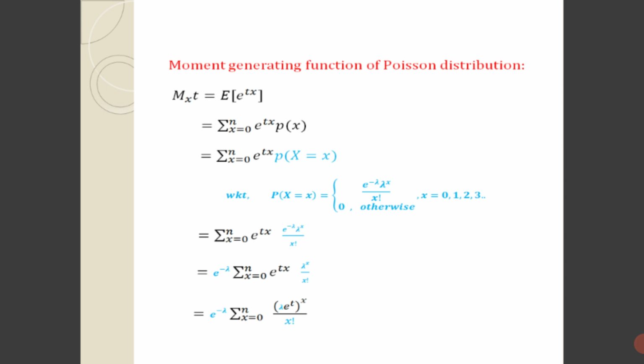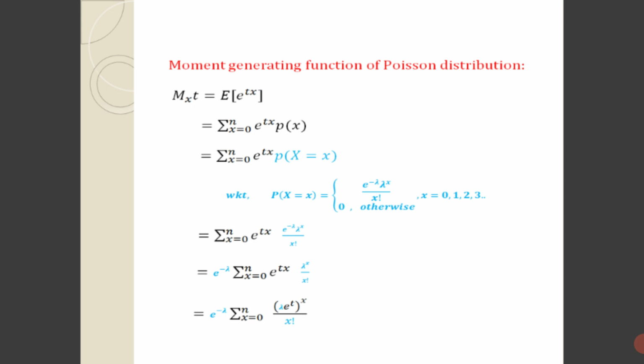This is equal to summation of x equal to 0 to n of e^(tx) into p(x). The p(x) is rewritten as probability of X equal to small x. Here the probability of X equal to small x is nothing but the probability mass function. Our probability mass function of Poisson distribution is e^(-lambda) lambda^x by x factorial.